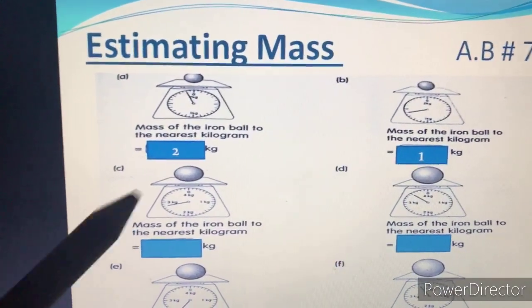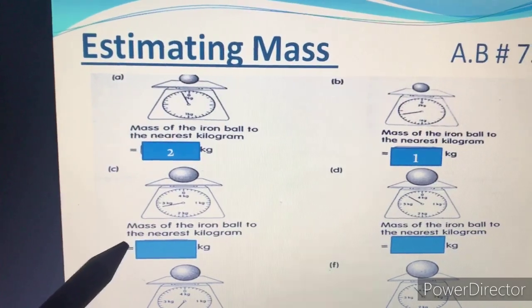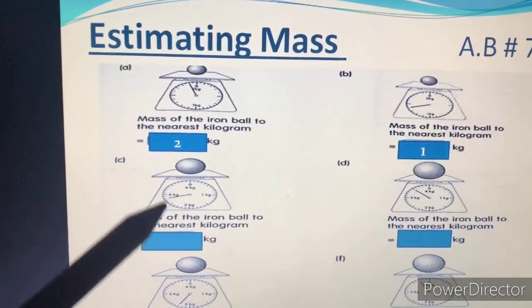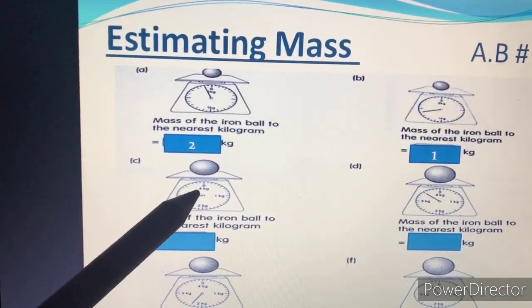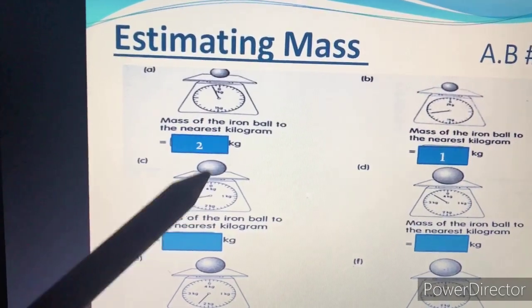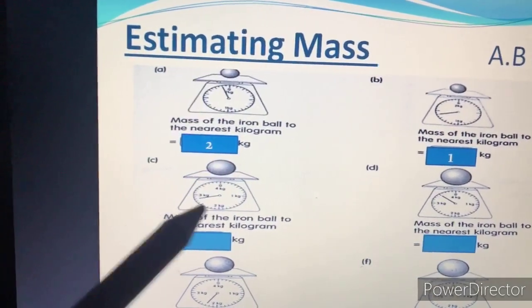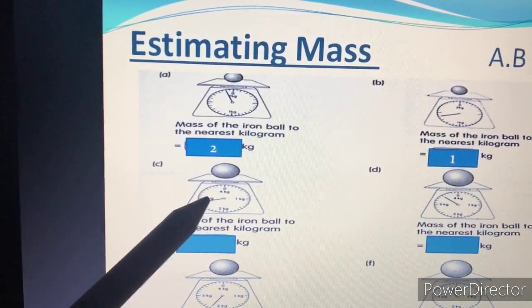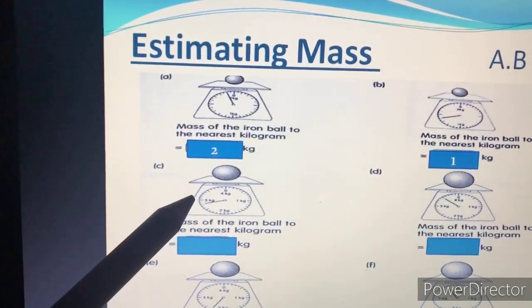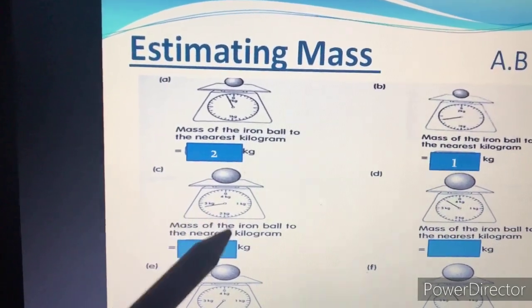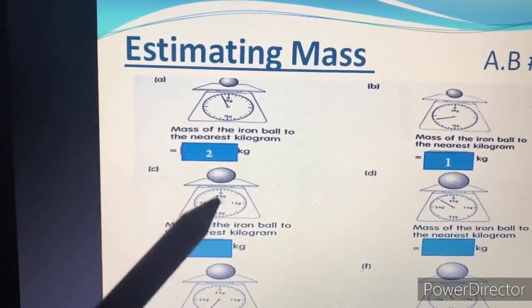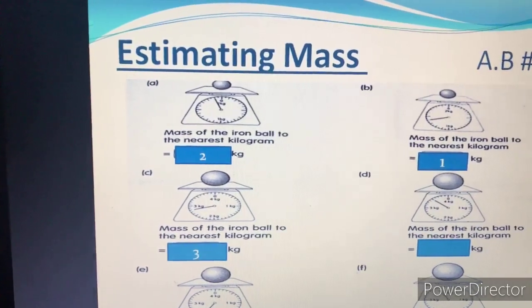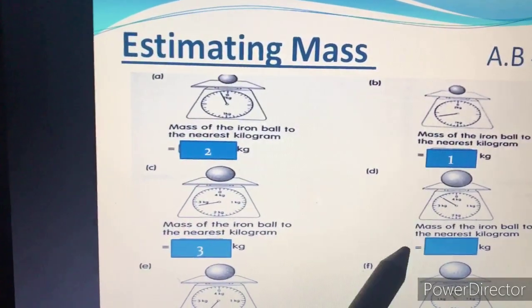Look at the third example of this iron ball. They are asking you the mass of the iron ball to the nearest kilogram. So first of all you will see the scale. The scale says that it can measure up to 4 kg. Now you will see the needle. Where is the needle? Yes, the needle is here. So it is near to 3 kg. Means more than half it has passed. More than half of what? From 2 to 3. Yes. So it is near to 3. Obviously it will be 3 kg.